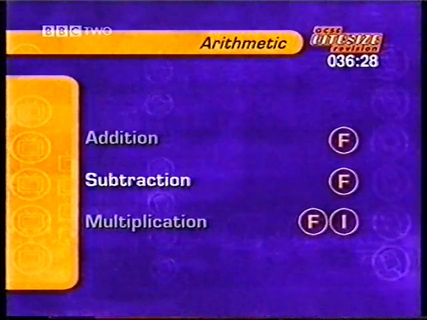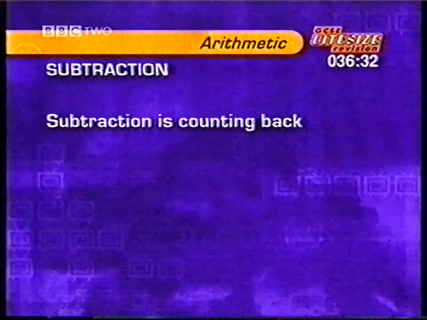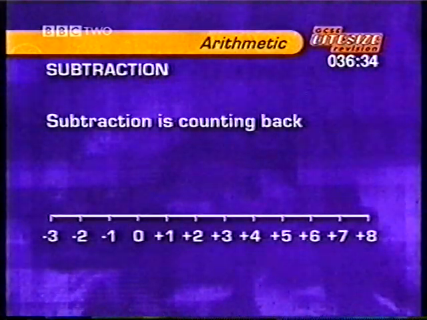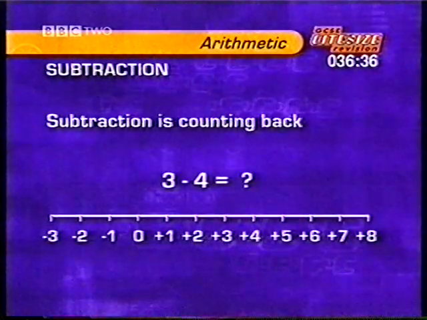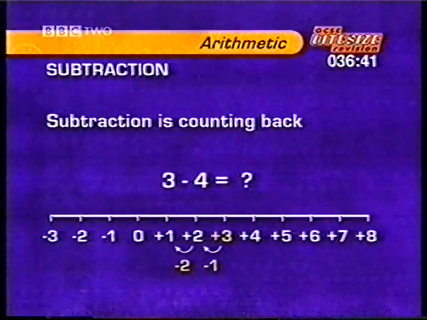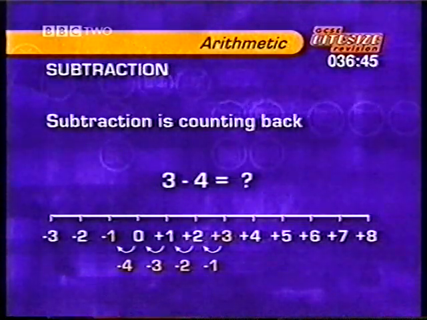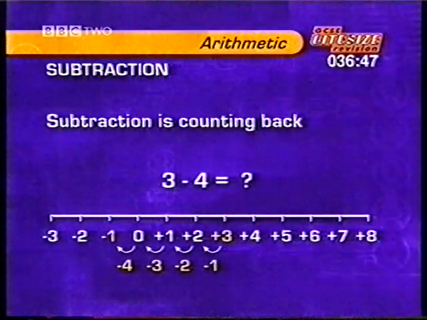Next, subtraction. In its simplest form, subtraction is counting back along a number line. 3 subtract 4 means starting at 3 on the number line and counting back 1, 2, 3, 4, and you arrive at -1. So 3 subtract 4 equals -1.